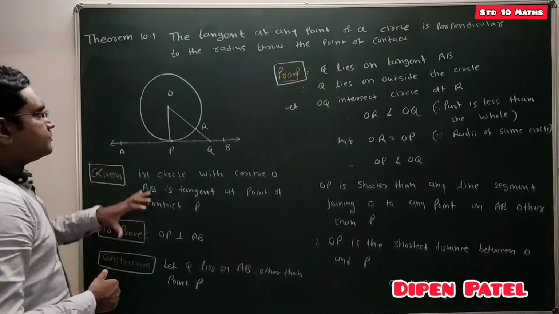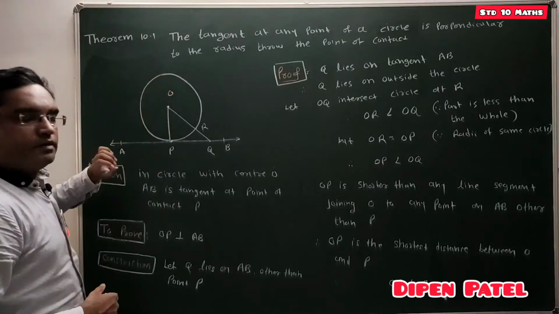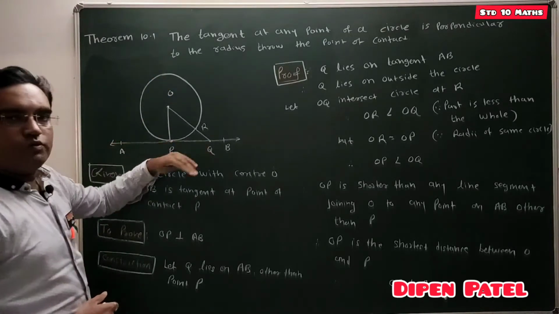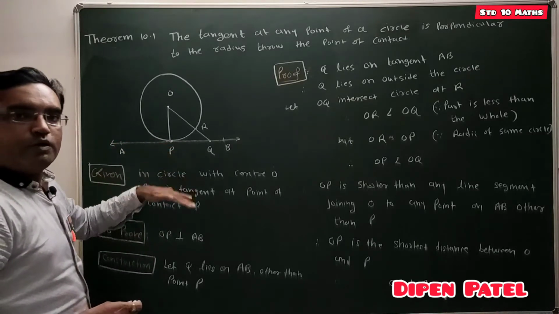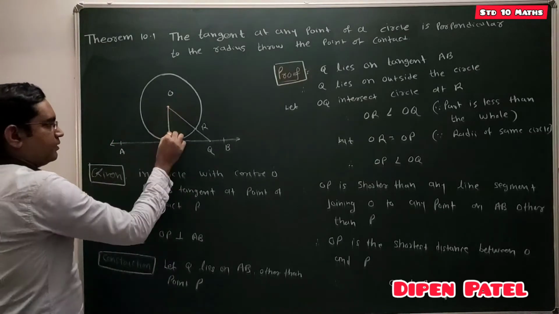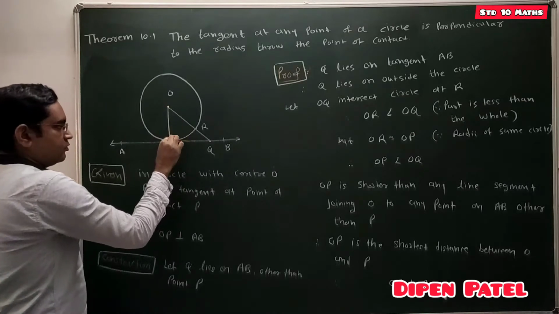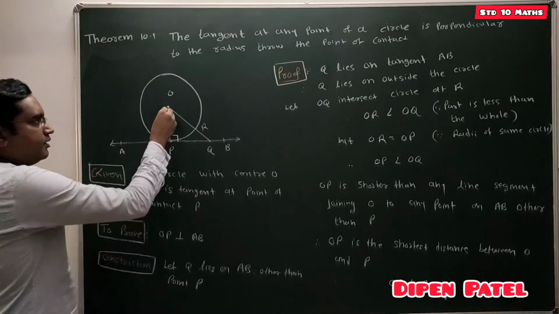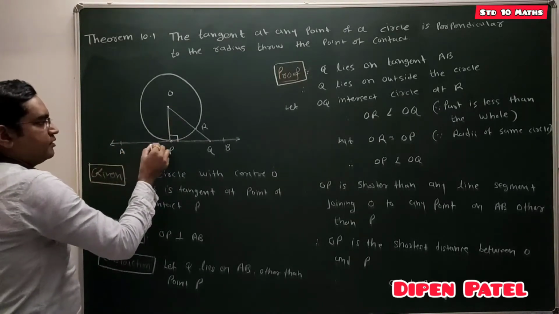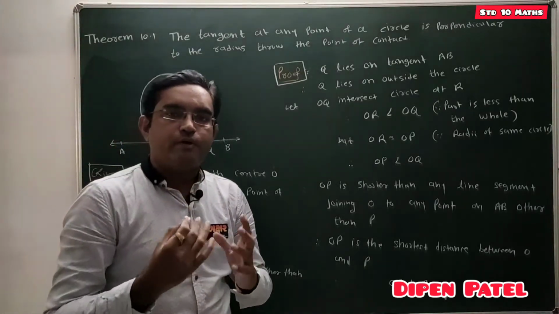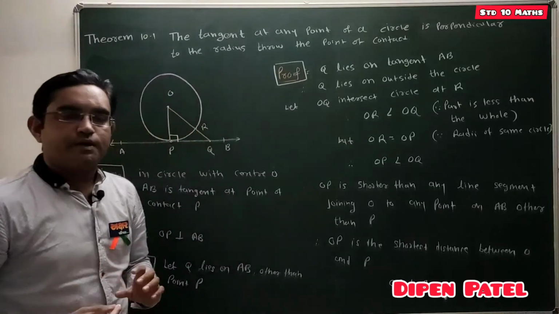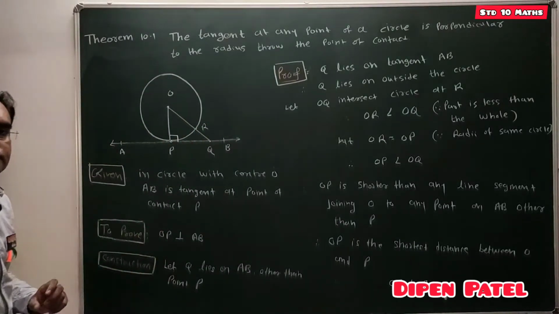That means if a circle is given and if we draw the tangent to a circle, then tangent will be perpendicular to the radius. It will be perpendicular to the radius through the point of contact. The radius drawn through the point of contact. So the tangent and radius both will be perpendicular to each other. Clear? That we have to prove.